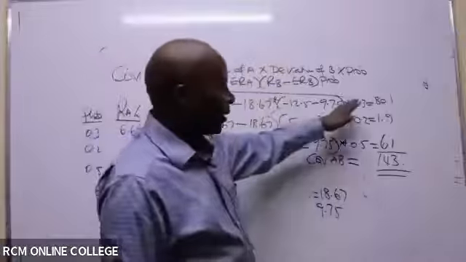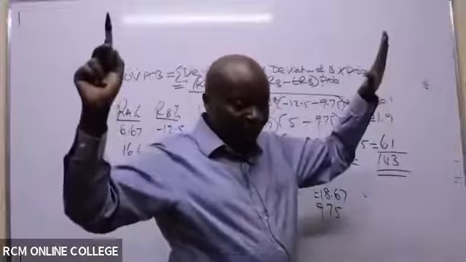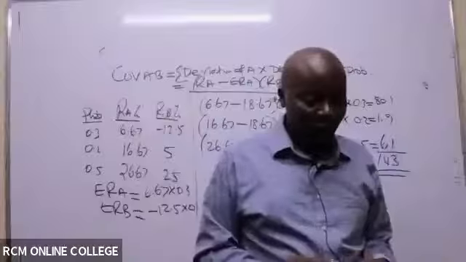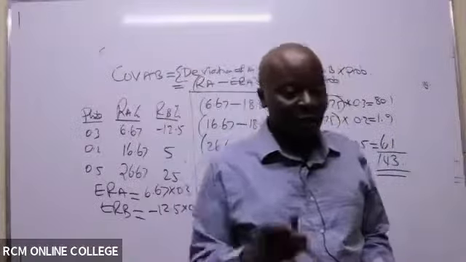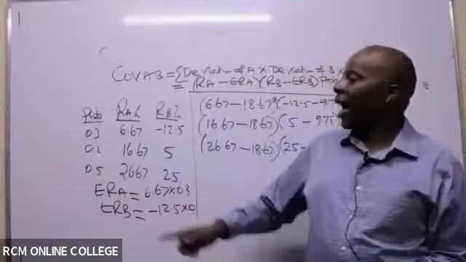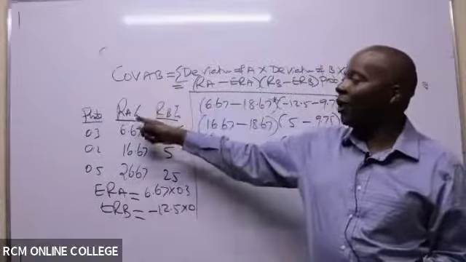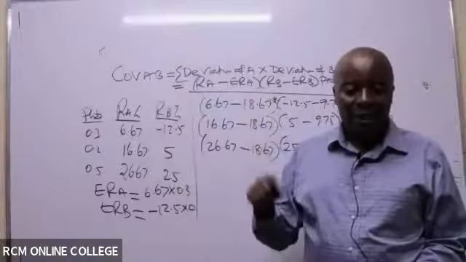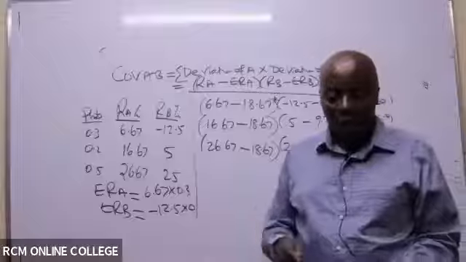143 when we add. So is that correct, ladies and gentlemen? Great. Thank you so much. Now from there, after I've gotten covariance, I would want to get the standard deviation of each one of them. I will get the standard deviation of A.